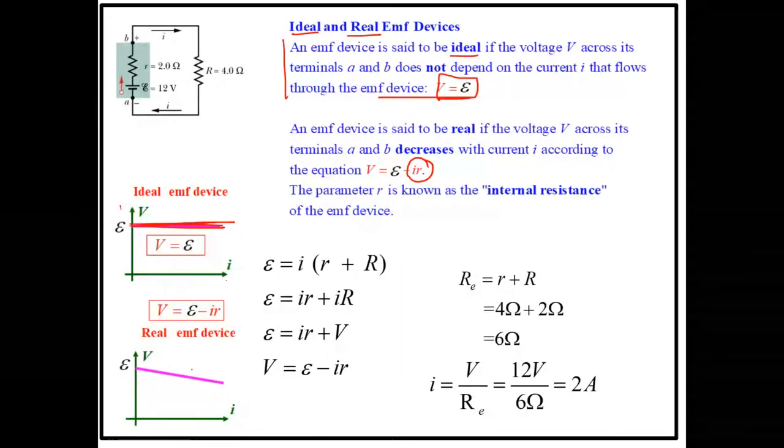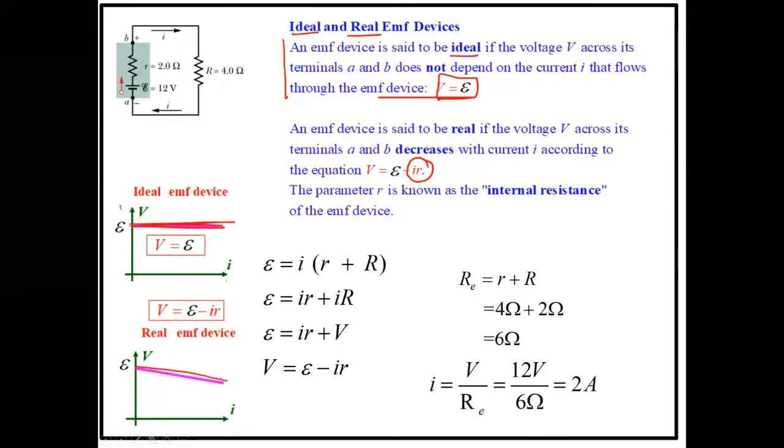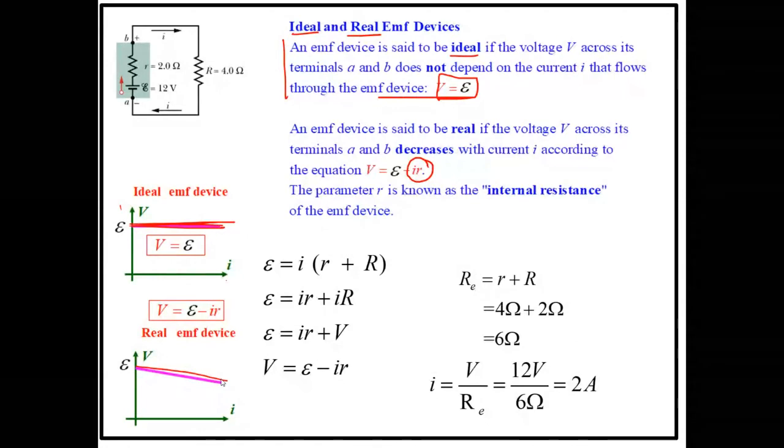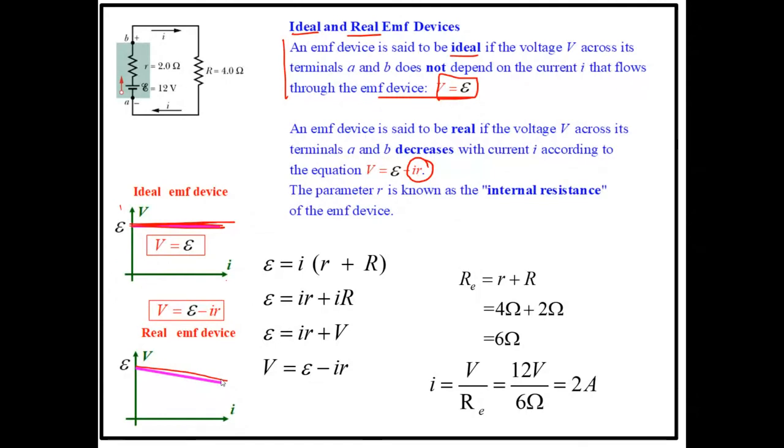But when you come for the real EMF devices, what happened? Some drop of voltage will be there. Am I right or not? It's because of the internal resistance. Generally, whatever battery we are using, it's a real EMF device, so you will not get the exact voltage. Clear, my dear? Yes, doctor.